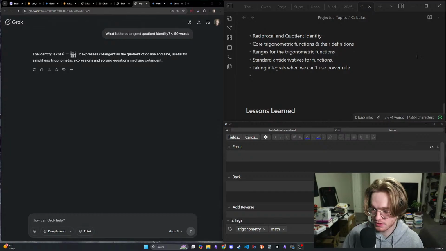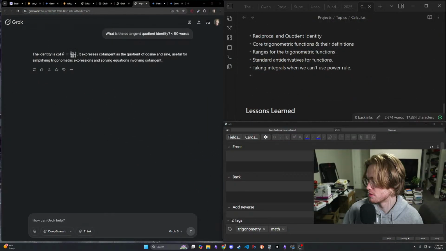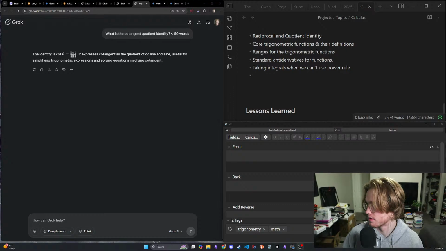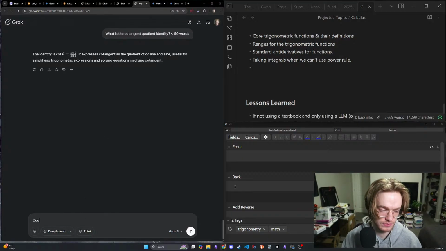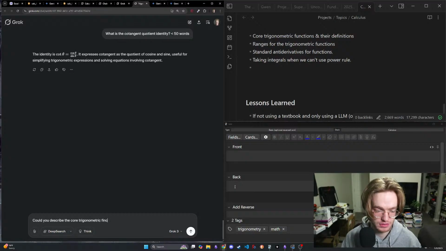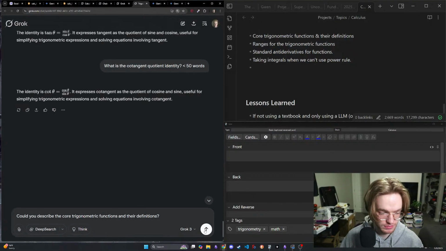Okay, perfect. Maybe I'll move up. No. Yeah, this is fine over here. Okay, perfect. So, reciprocal and quotient identities describe the core trigonometric functions and their definitions. I also want to zoom that in as well.